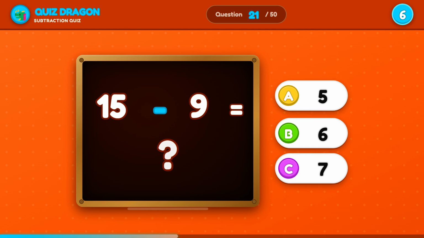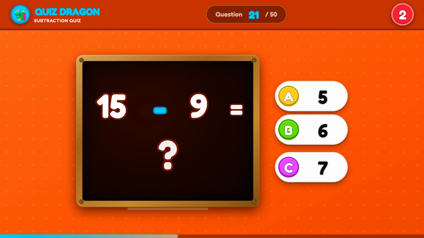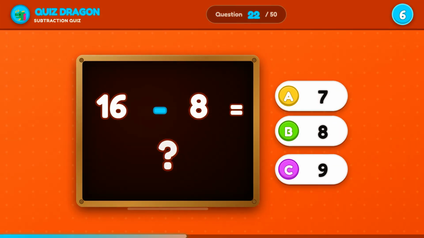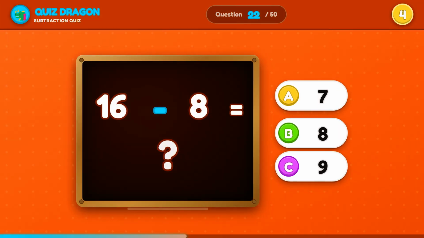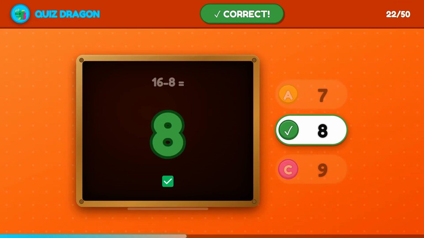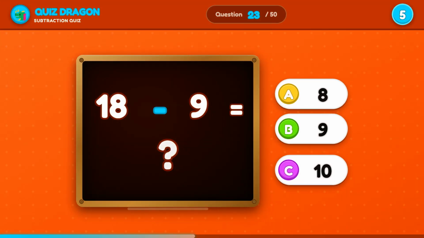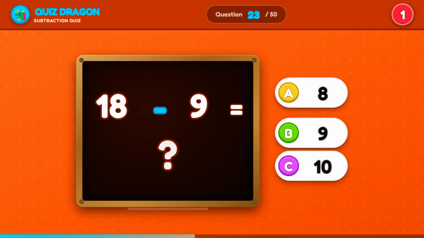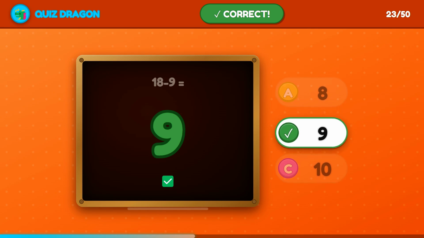Halfway there. Question 21. What is 15 minus 9? The correct answer is B, 6. Question 22. What is 16 minus 8? The correct answer is B, 8. Question 23. What is 18 minus 9? The correct answer is B, 9.